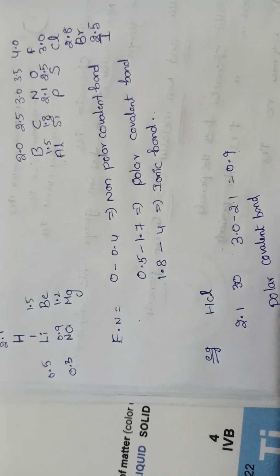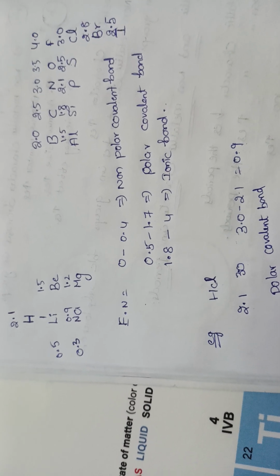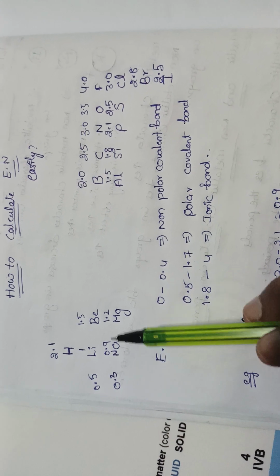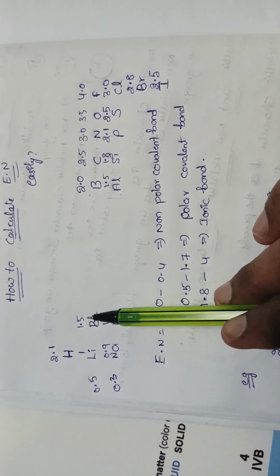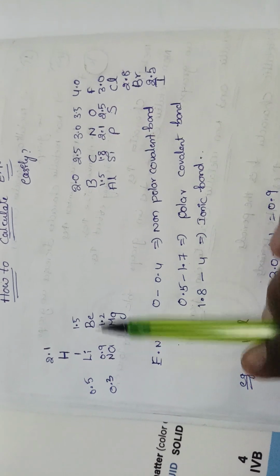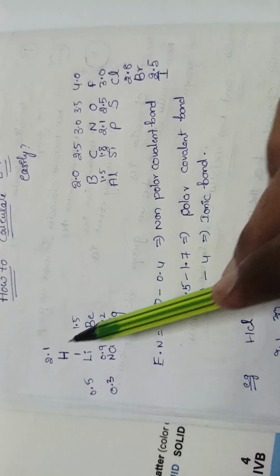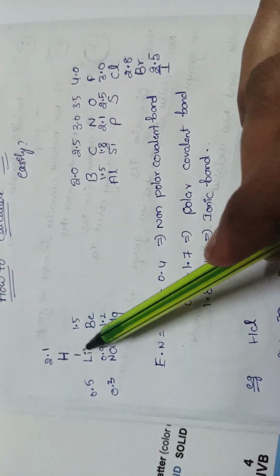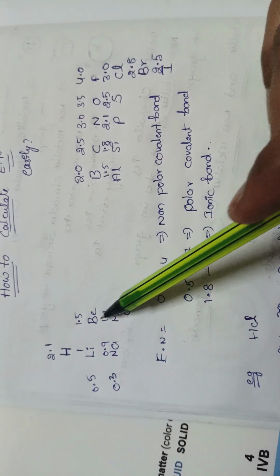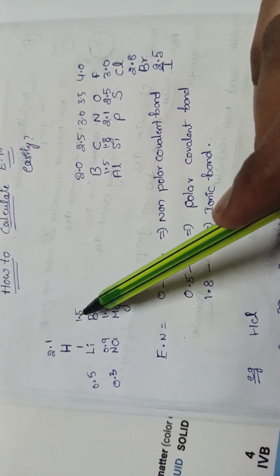Like that we can calculate for every atom or every molecule. If we observe the values, 1.5, 2.0, 2.4, they increase from left to right. Electronegativity is increasing from left to right. If we observe from top to bottom, 1, 0.9, 1.5, 1.2, it is decreasing, meaning electronegativity decreases from top to bottom.